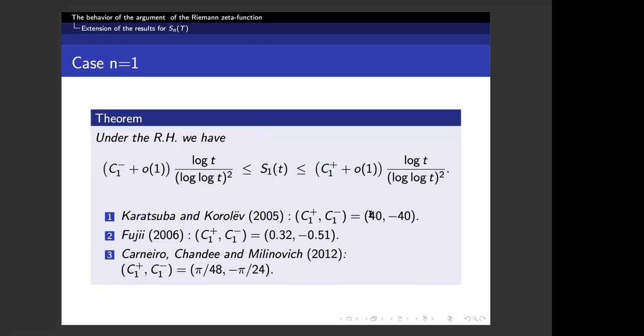Karatsuba and Korolev showed this result with this constant. Fujii improved this result with this constant here. And finally, Carneiro and Milinovic, using this technique of band-limited approximation, proved these results with this constant, pi over 48.